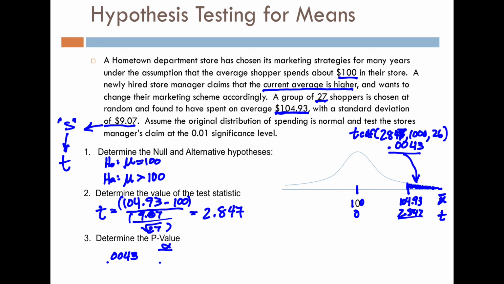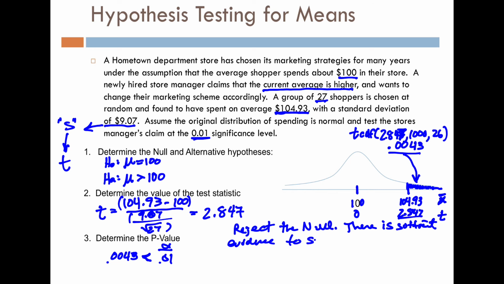And my alpha in this case was 1%, so 0.01. This is less than that, and that leads me to reject the null. There's a very small probability that this would happen under the conditions of the null, so we reject it. There is, in this case, sufficient evidence to suggest shoppers spend more than $100 in the store.